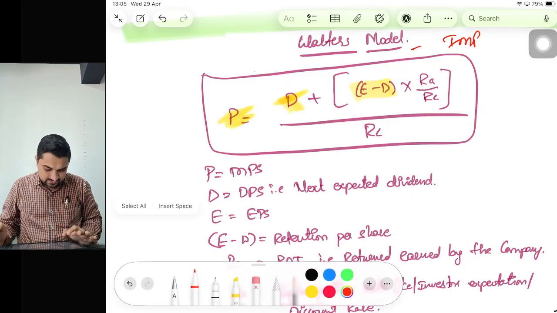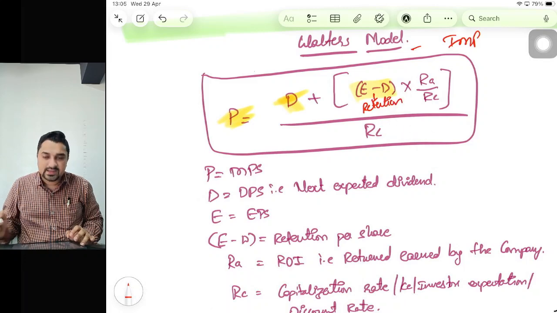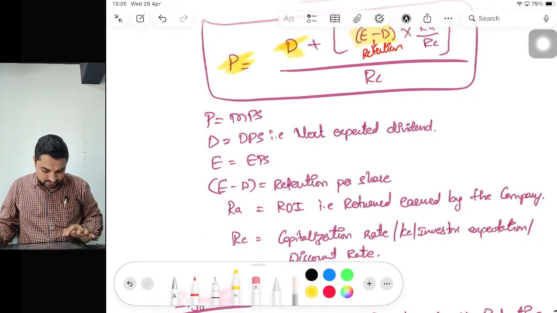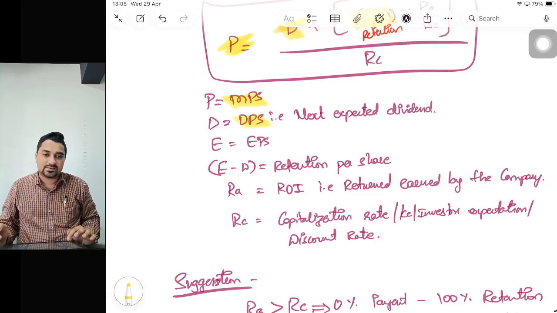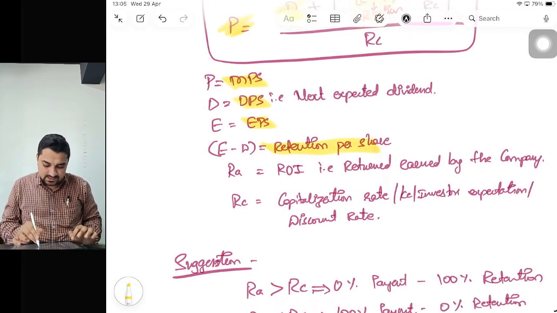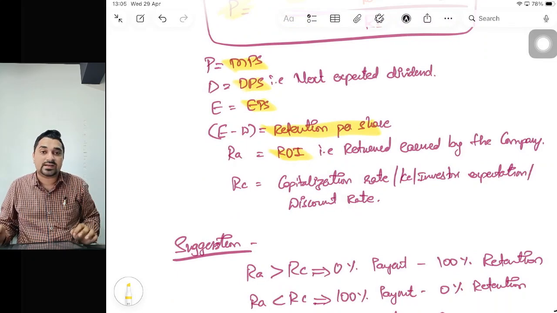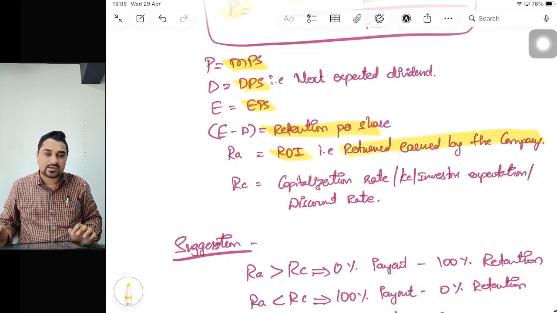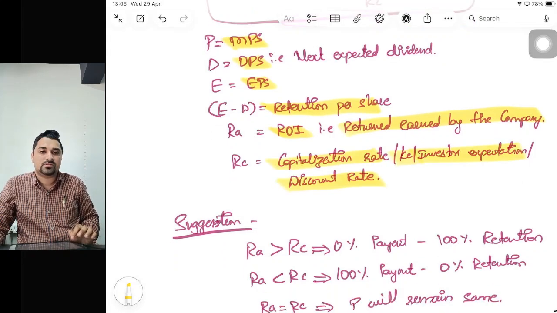What is E minus D? Earning minus dividend is nothing but retention. Retention into RA divided by RC, the whole divided by RC. Now, what are these notations? P means market price per share. D means dividend per share. E means earnings per share. E minus D is nothing but retention. RA is ROI, the return on investment or return on capital employed generated by the company. So it is the return earned by the company. RC means capitalization rate, KE, also known as investors' expectation, also known as discount rate.